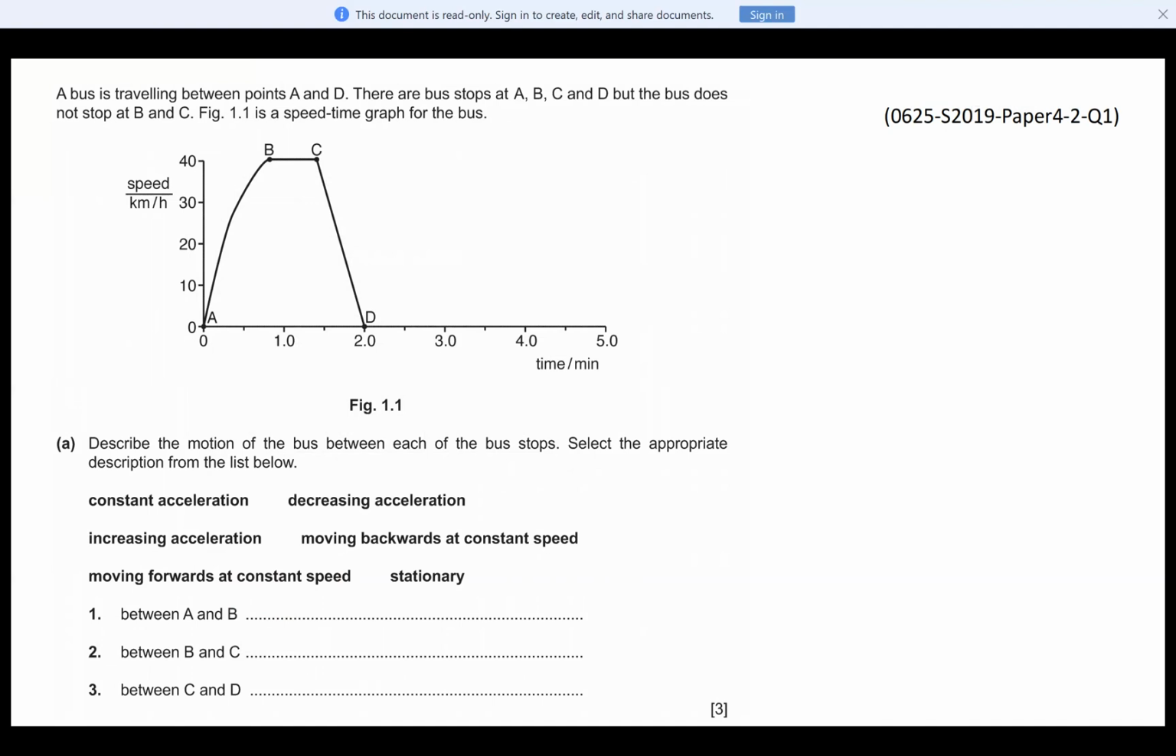So between A and B, remember this is a speed time graph here. So here the slope is the acceleration itself. This is different from last question, because in the last question, it was a distance time graph. So the slope was velocity. Here it's a speed time graph. So the slope is the acceleration.